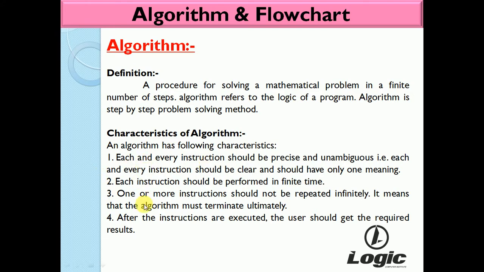The following are four characteristics of algorithms. First, each and every instruction should be precise and unambiguous. That is, each and every instruction should be clear and should have only one meaning. Second, each instruction should be performed in a finite time. Third, one or more instructions should not be repeated infinitely. It means that the algorithm must terminate ultimately. Fourth, after the instructions are executed, the user should get the required results. These are the characteristics of algorithms.